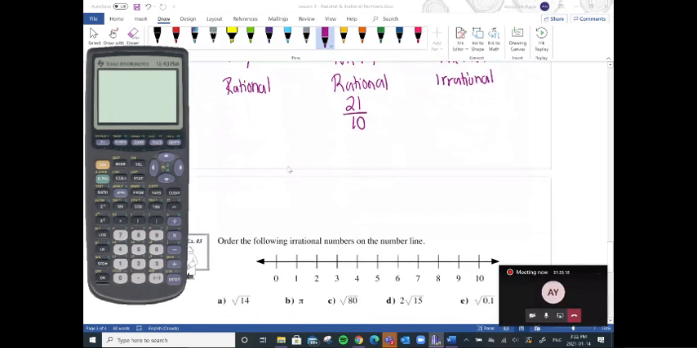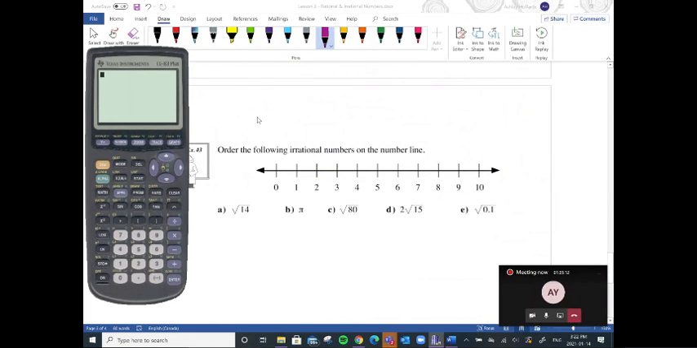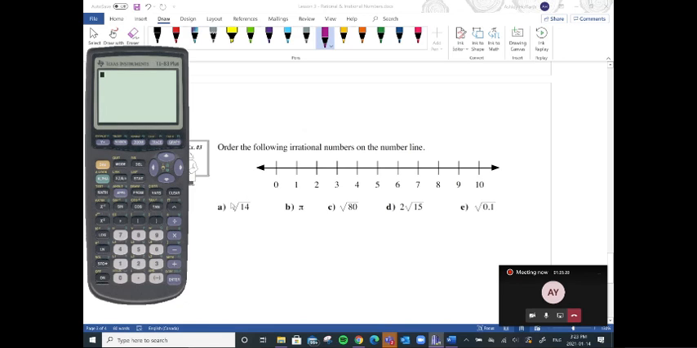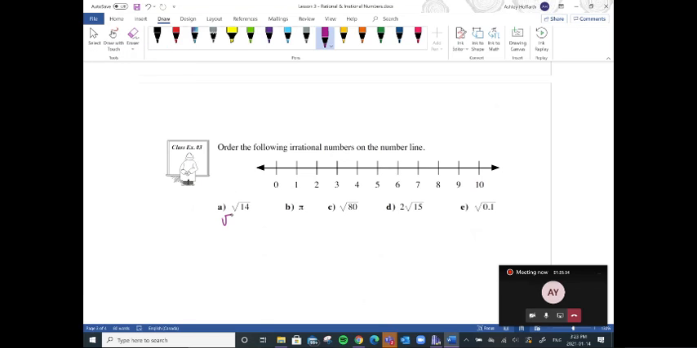Okay, perfect. This next question's fairly simple. All we're doing is ordering the following rational numbers on a number line. So root 14, you might have an idea of what that might equal just by thinking about the closest perfect square. The closest perfect square that's smaller than 14 would be root 9, and the one that's bigger would be root 16. So root 14 falls right in between these two.